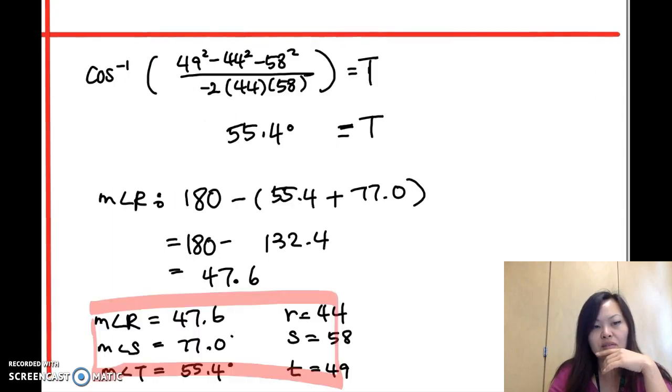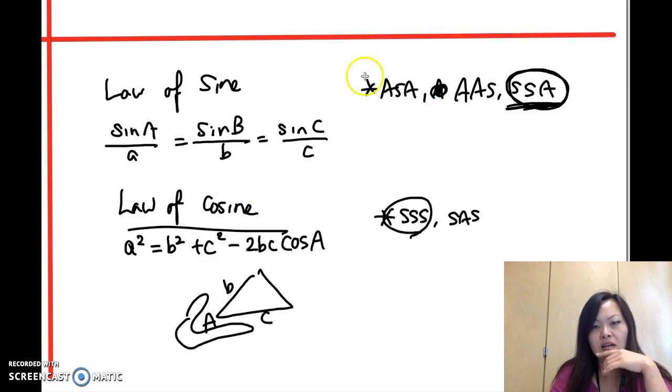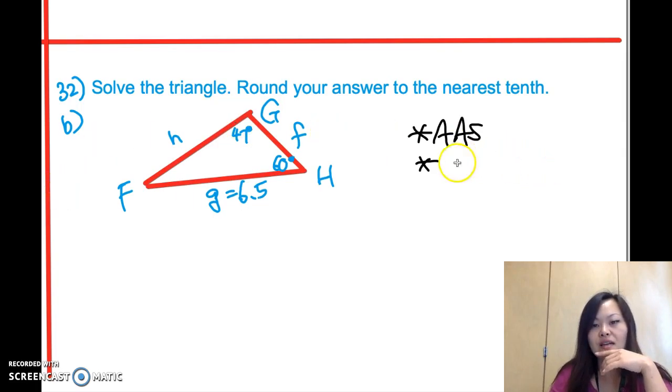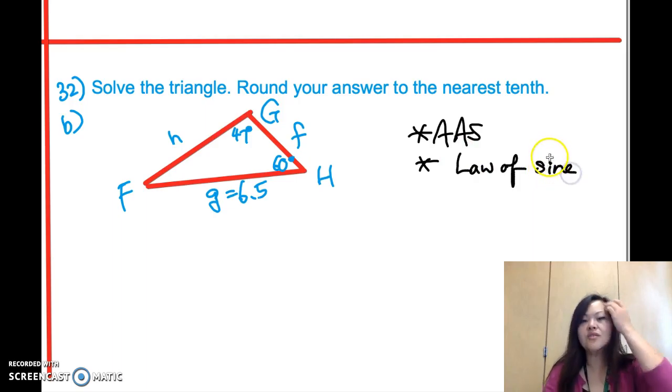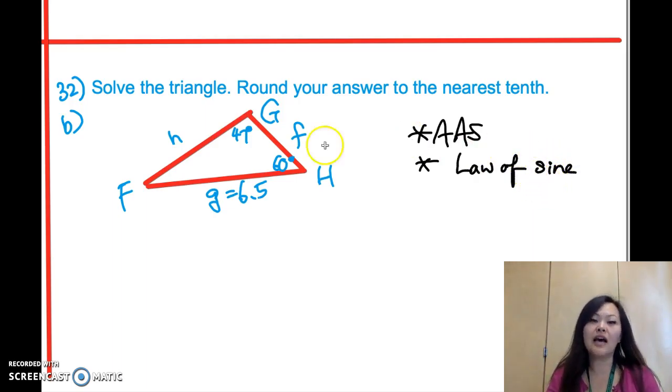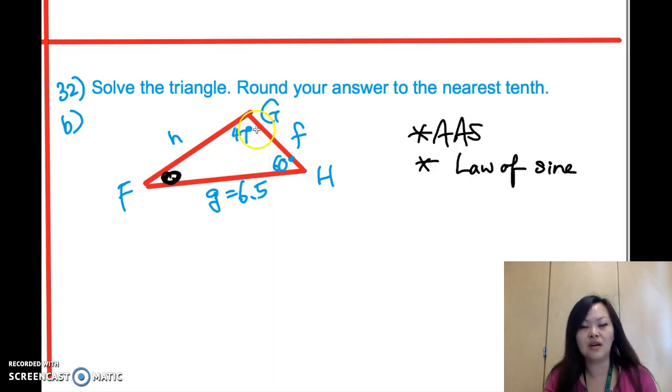Okay, so go back to the chart right here. AAS is right here. So we have to use what? The law of sine. Okay, so make sure you use the law of sine. The first thing that I would do is find the measure of this angle, 180 minus these two, right? And then we'll use the law of sine to find the measure of angle H first, okay? Because it's already given. So sine 47 over 6.5 equals sine 60 over H.